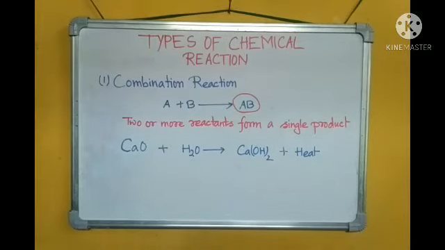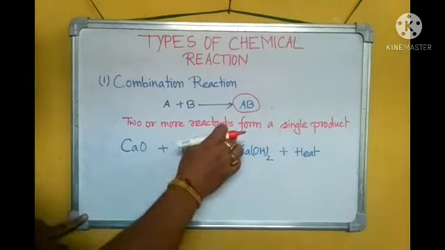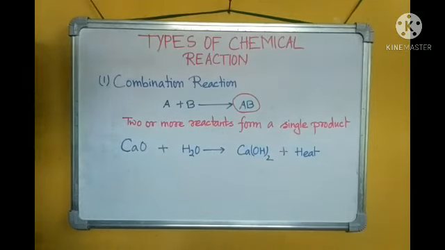So what do we mean by combining? That is adding. So in a combination reaction, two or more reactants form a single product. We may have a larger number of reactants, that is 2, 3, and they will add up together or combine together to form only a single product.